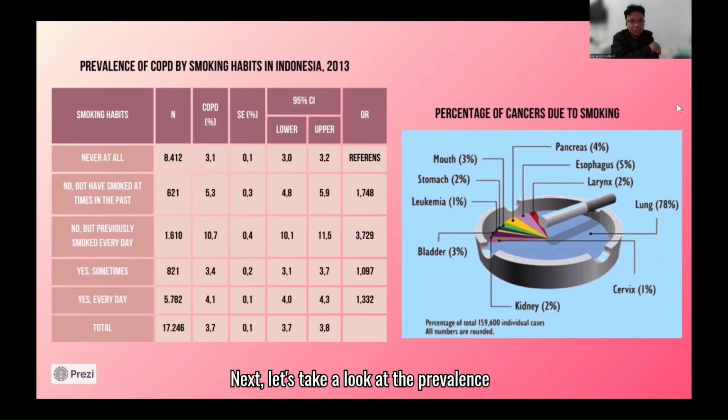Next, let's take a look at the prevalence of COPD by smoking habits in Indonesia in the year 2013. The table is showing the relationship of smoking habits and COPD percent. The smoking habit with the highest COPD percent is no, but previously smoked every day, which is 10.7%. When compared to the smoking habit of never at all, the COPD percent is 3.1%. This shows that even though smokers have stopped smoking, the degree of their smoking was too heavy and has caused long-term complications.